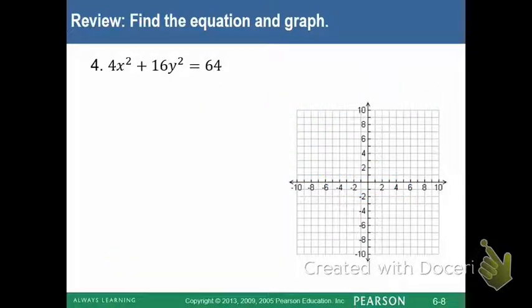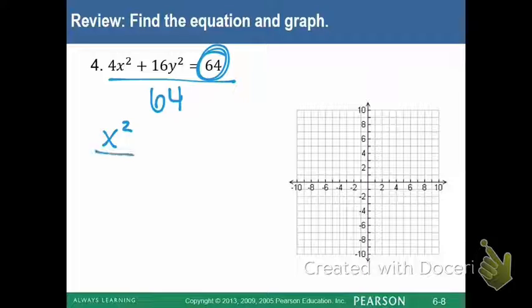Next one, and I want to show you one like this. I don't know if we did one in the application problem, but anytime you see it set up like this, you want to get it set equal to 1 first. So we want to divide by whatever number is over here so that it's set equal to 1. Then I just simplify my numbers here. 4 over 64 simplifies to 1 over 16. Plus, I've got 16 over 64, which simplifies to 1 over 4. So I have y squared over 4 equals 1.